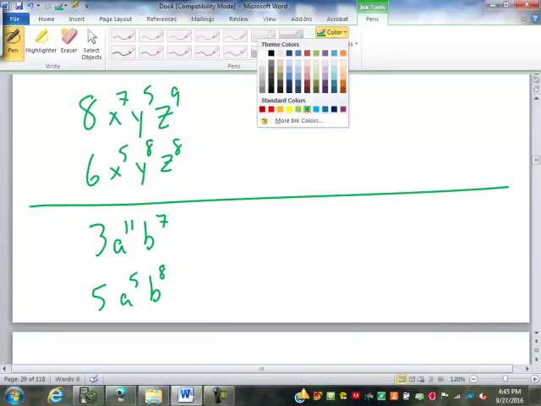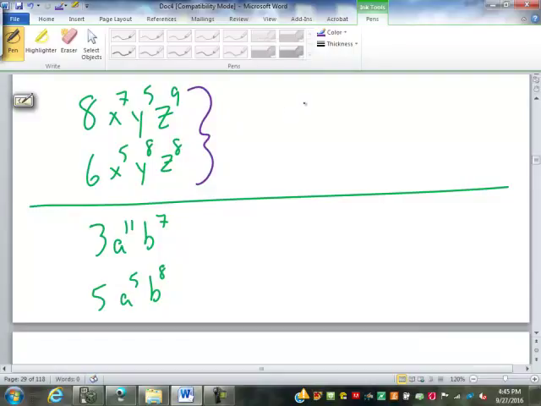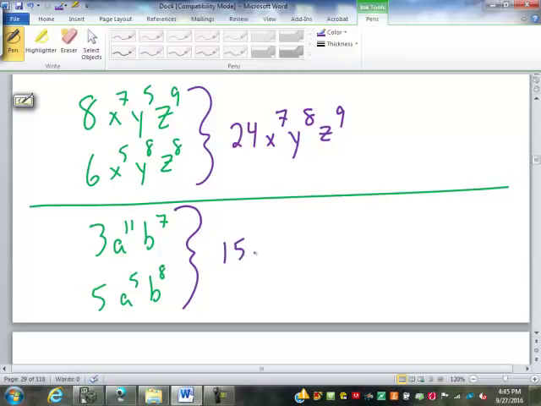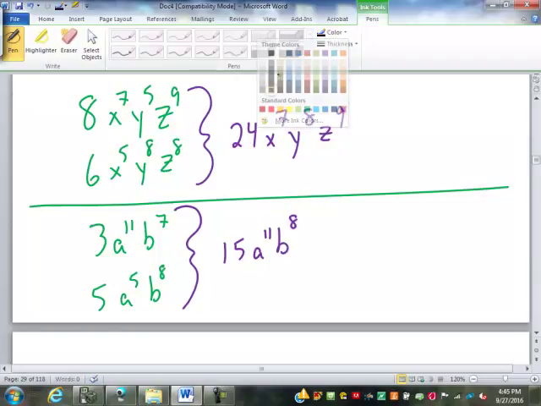So for the top one, what do you get for the numbers? Perfect. 24 for the numbers. X has the highest power of 7. Y has a higher power of 8. And Z has the largest power of 9. Perfect. How about for 3 and 5? 15 for 3 and 5. A to the 11th is the larger power, and B to the 8th. Perfect. Anybody have any questions? Okay.